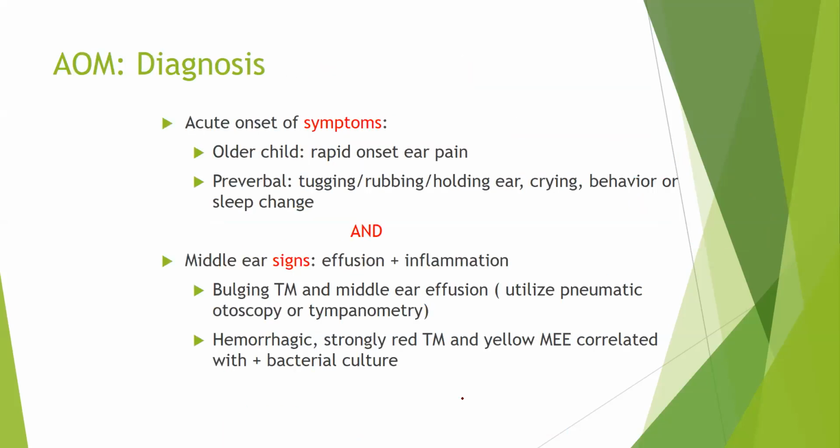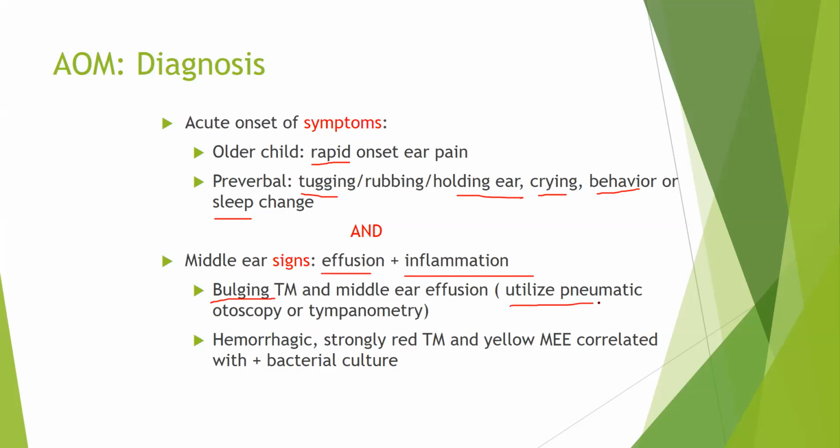So how do we diagnose this? Well, it's usually an acute onset of symptoms. In older children, it may be a rapid onset of ear pain. If they're not verbal yet, they may be tugging at their ears, holding their ears, crying, or behaving kind of out of character. They may also have difficulty sleeping. So we've got some signs here. They're going to have effusion. They're going to have inflammation. They can have a bulging tympanic membrane.